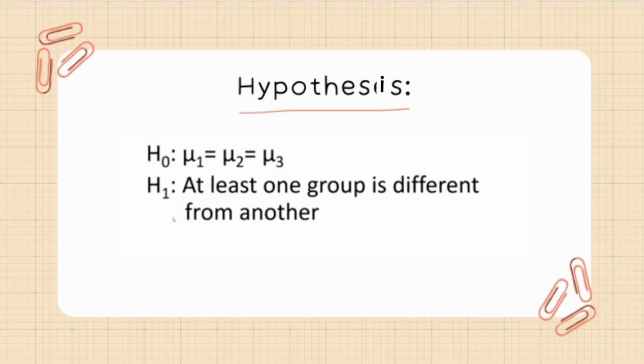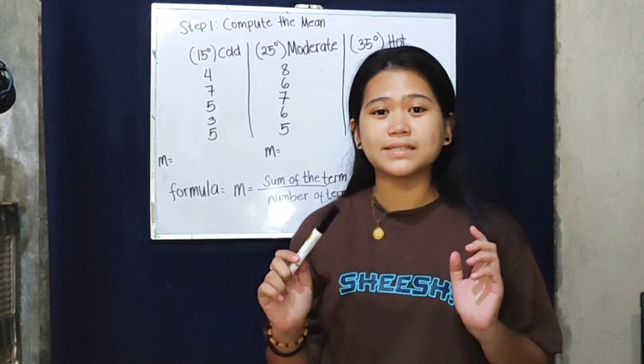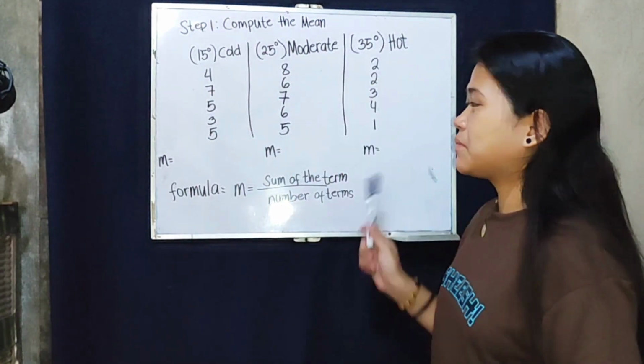So, atong i-state ang atong hypothesis. Null hypothesis: population 1 equals population 2 equals population 3. So, atong i-assume nga equal ra ang atong population or atong group. Then, atong alternative hypothesis: at least one group is different from another. Step 1, compute the mean.